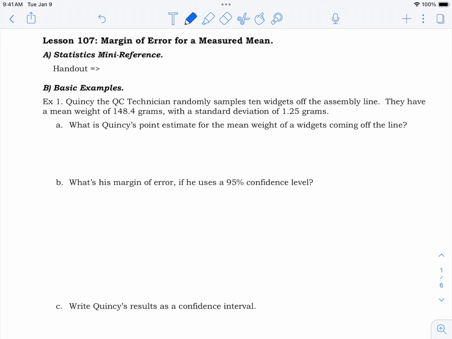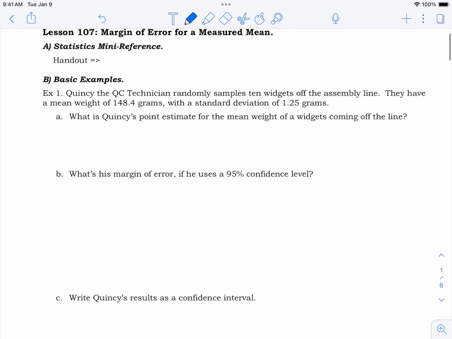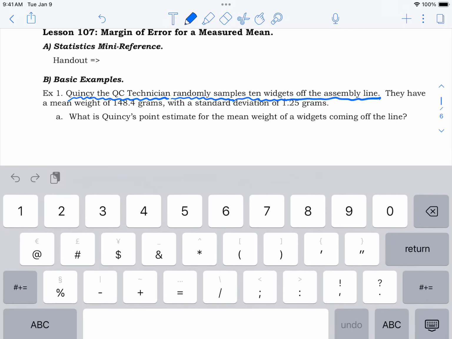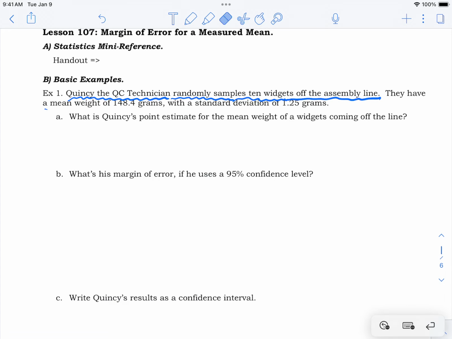How many examples do I got? Well, I got like two big ones split up into four examples. Here we go. Quincy, the QC technician, takes a sample from the assembly line. 10 widgets. 10 widgets off the assembly line, not 10 in a row, not every other one or anything, but 10 sampled completely randomly. Anyway, they have a mean weight of 148.4 grams.